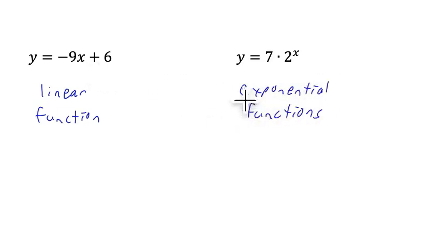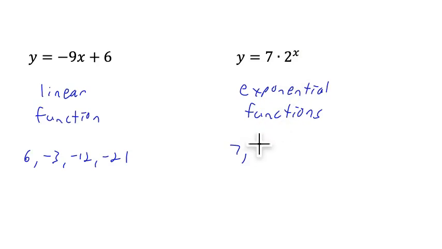Let's take a look at one more comparison of these two equations. The linear function would have a beginning point of 0, and we would subtract 9 each time. So here the rate of change is -9. It's a constant rate of change. Now here the beginning point will be 7. And as x increases, we keep multiplying by another 2.